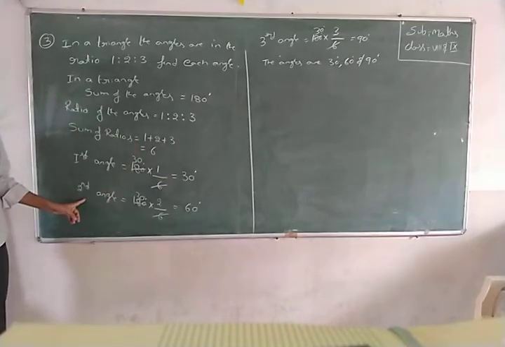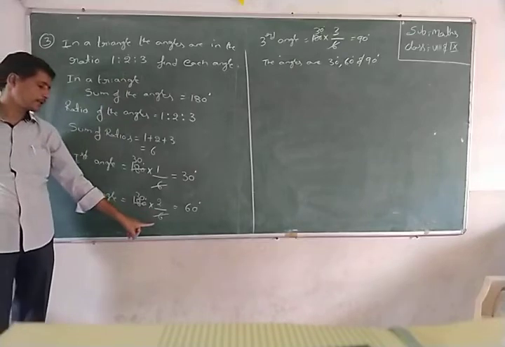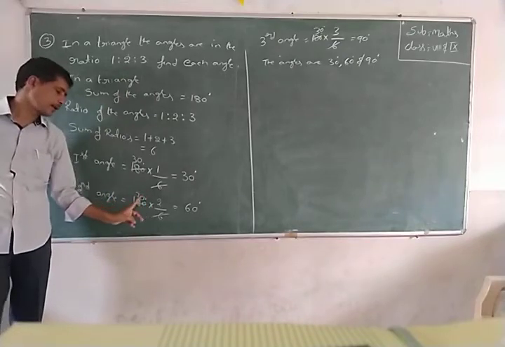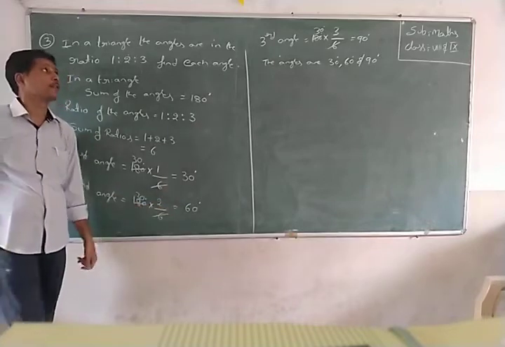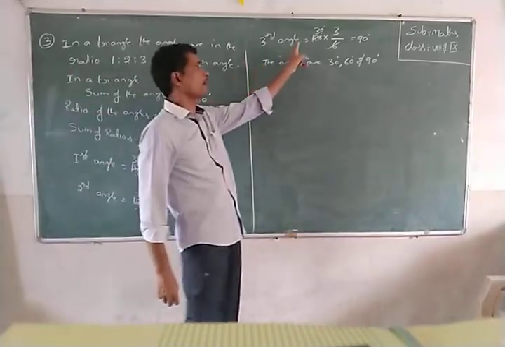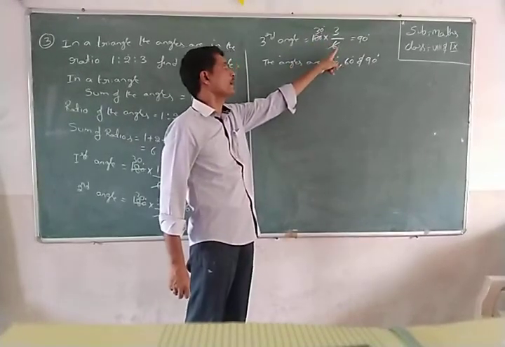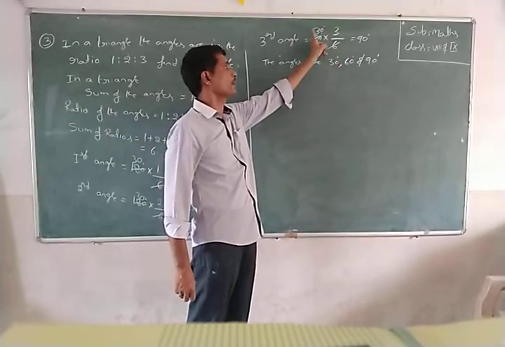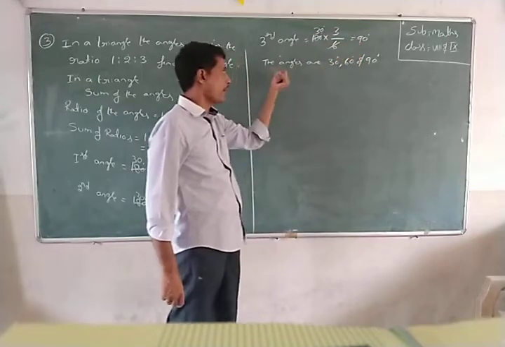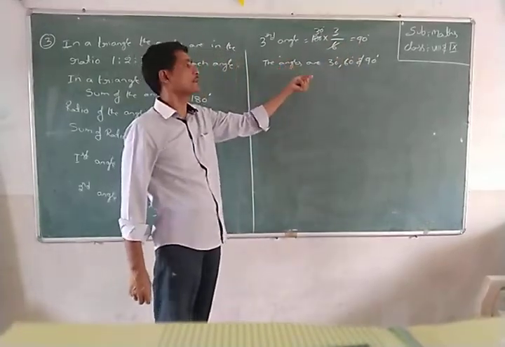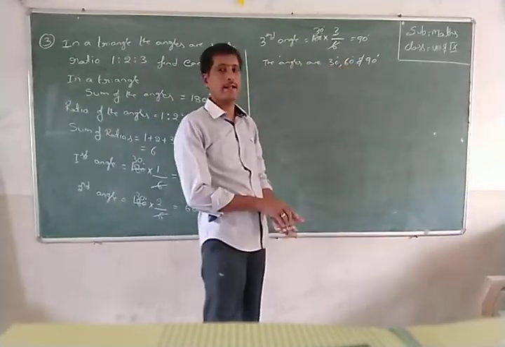Next, the second angle is 180 into the second ratio, 2 by 6, that is 30 times 2, which is 60 degrees. The third angle is 180 into 3 by 6, that is 30 into 3, which is 90 degrees. Here the angles are 30, 60 and 90. Which type of triangle is this? That is also a right angle triangle.